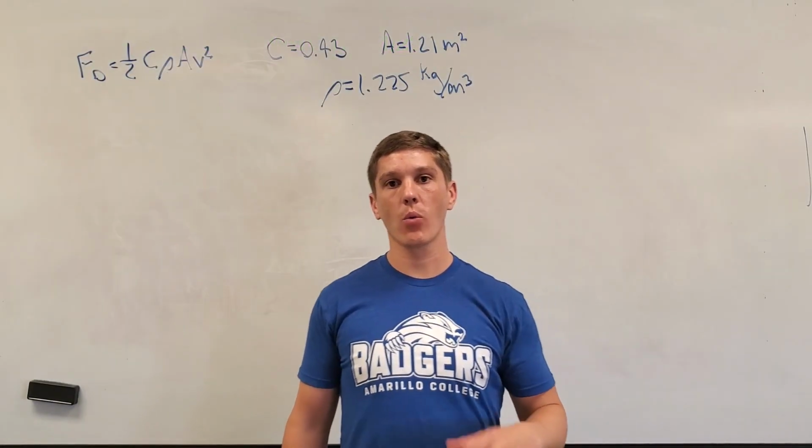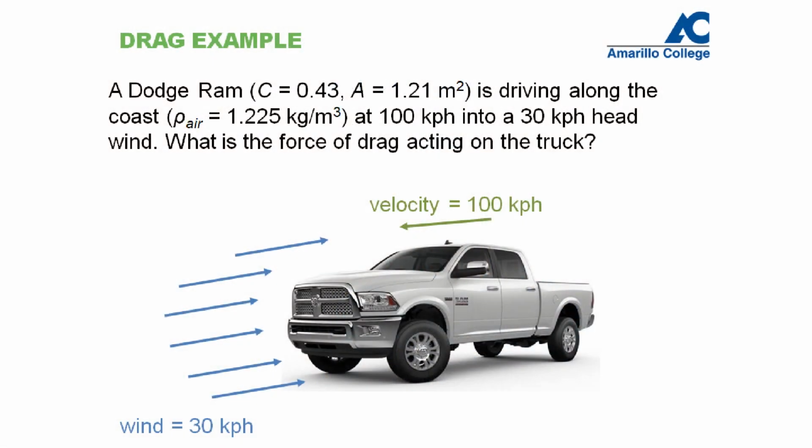Okay, let's go ahead and work a drag example. The problem reads, a Dodge Ram which has a drag coefficient of 0.43 and a frontal area of 1.21 meters squared is driving along the coast at sea level where the density of the air is 1.225 kilograms per meter cubed at a velocity of 100 kilometers per hour into a 30 kilometers per hour headwind. What is the force of drag acting on the truck?